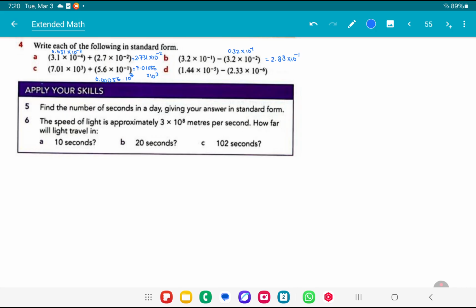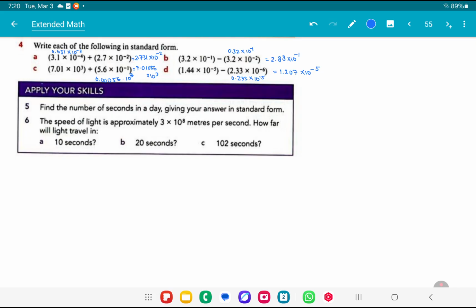For question D, we change to 0.233 times 10 raised to the power of minus 5. So 1.44 minus 0.233, we got 1.207 multiplied by 10 raised to the power of minus 5.